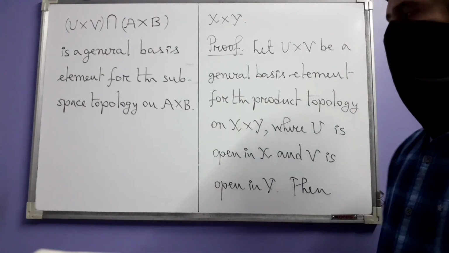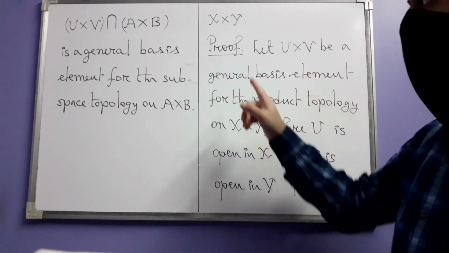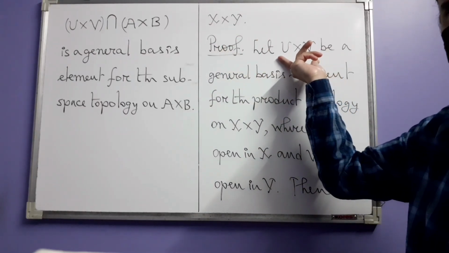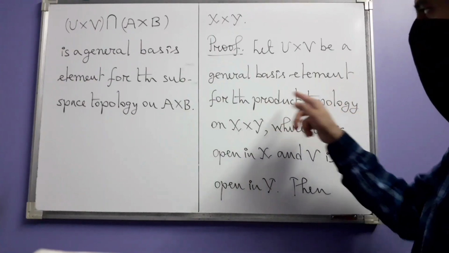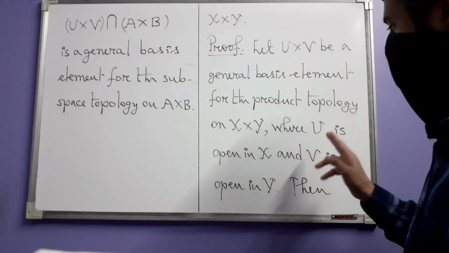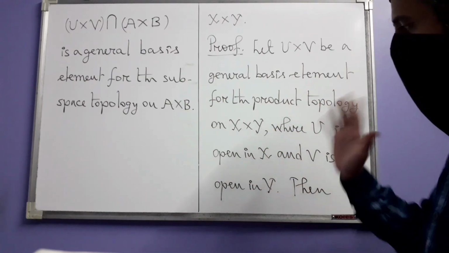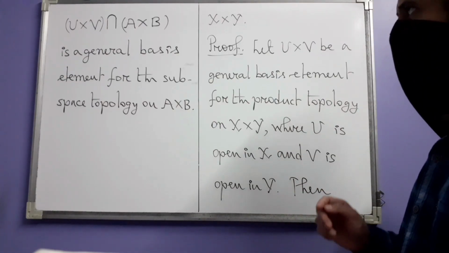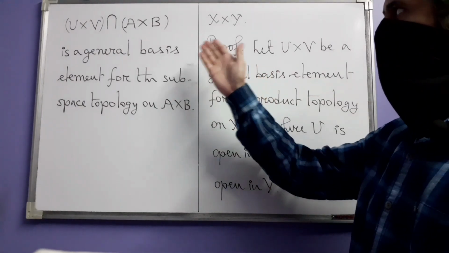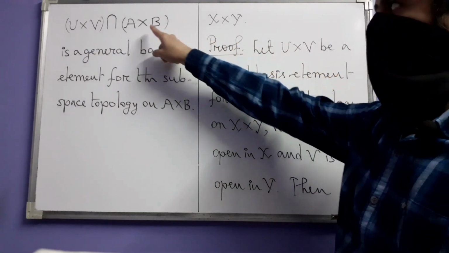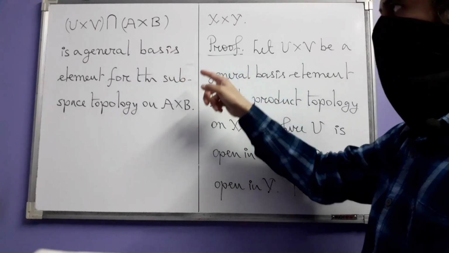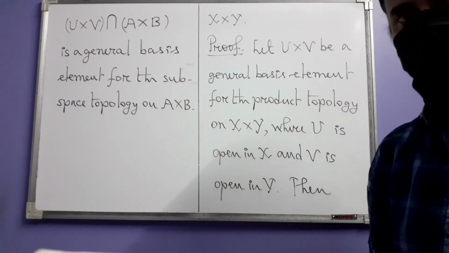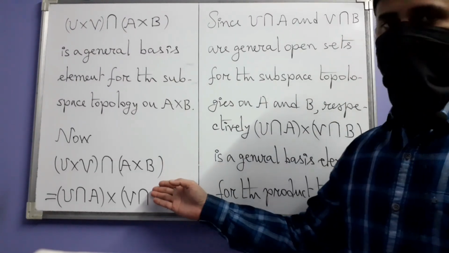We start the proof by considering a general basis element for the product topology on X times Y. And you already know that such a basis element looks like this. Let U times V be a general basis element for the product topology on X times Y, where U is open in X and V is open in Y. And from a previous result, we also know that if we intersect a general basis element such as this with this subset A times B, then that will be a general basis element for the subspace topology on A times B.